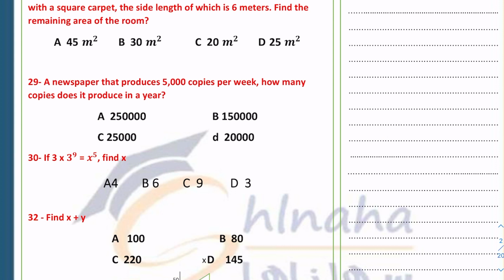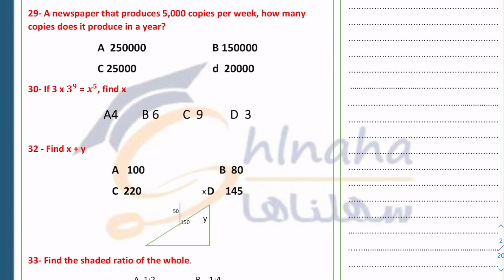Question number 30. 3 multiply 3 power 9 equals x power 5. How can I find the value of x? Let's take the first part. 3 multiply 3 power 9 equals x power 5. In multiplication, we add exponents. Here I have 1, so it will be 3 exponent 1 plus 9 equals 10. Here we have x power 5. What should we do? I have x power 5.